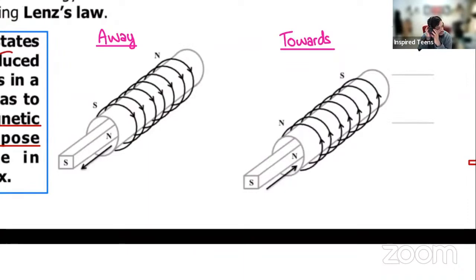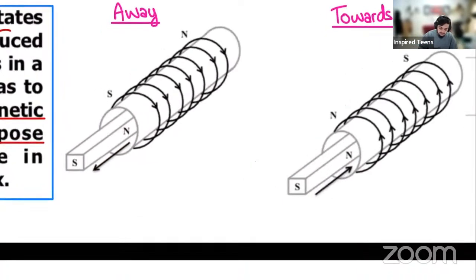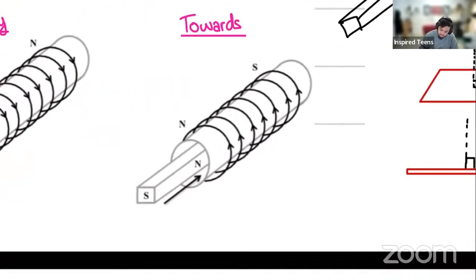So in this case, we have north and south, right? Why is the induced south pole here and the induced north pole here? Because when it's moving away, the solenoid tries to pull it back. So it sets up its south pole there to try and attract the north pole, because remember, unlike charges attract, like charges repel. And here, when you're moving it in, it tries to repel it, and the induced north pole is set up there to repel that north pole of the bar magnet.